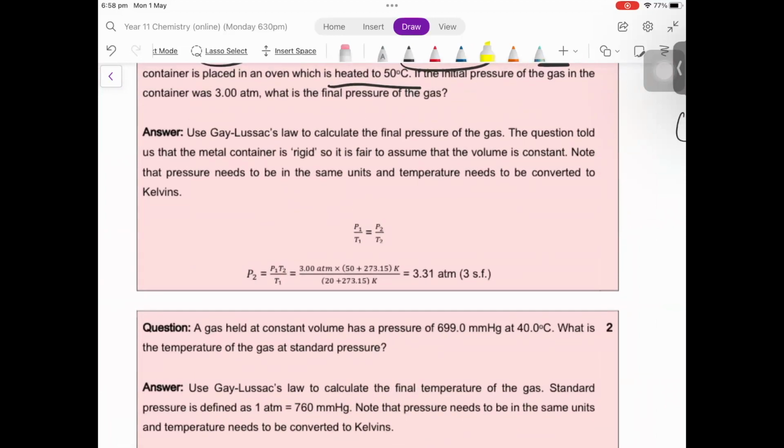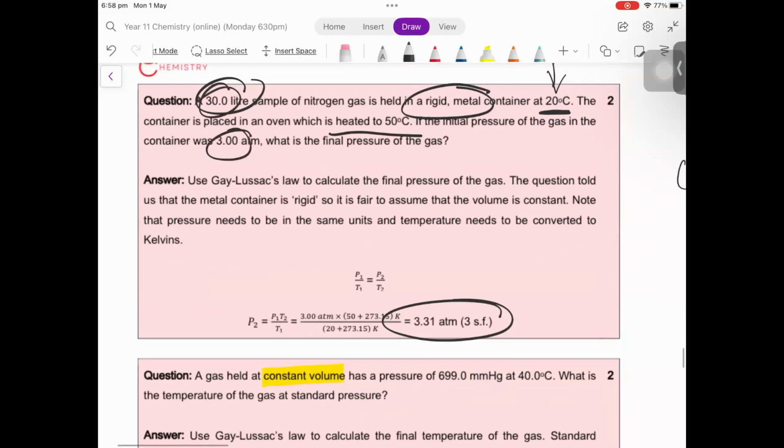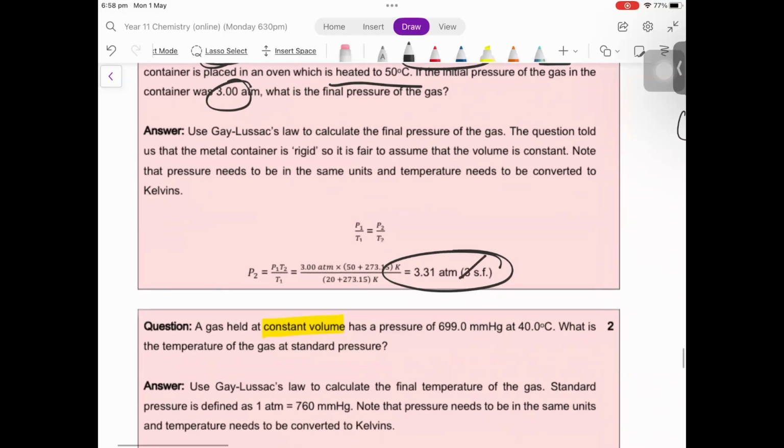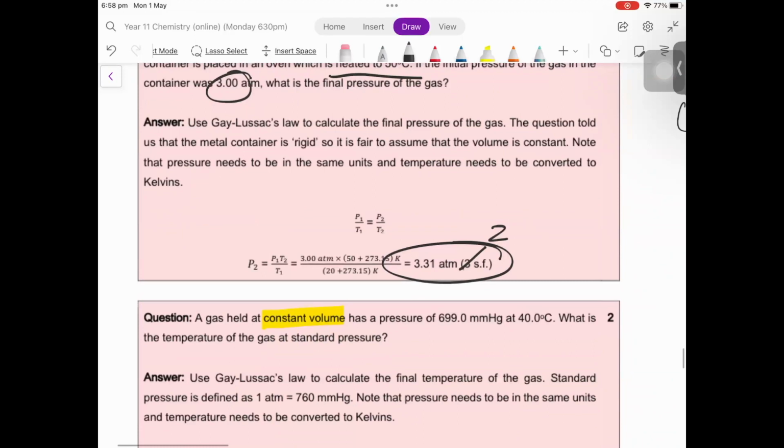Gas is held at constant volume, which is important because then we know that we can use Gay-Lussac's law. I think up here, I ended up doing 3 atmospheres because there's these values right here, but we'll have to change that because it's meant to be 2. And we get told the pressure is 699 millimeters of mercury. So this here actually stands for millimeters of mercury.